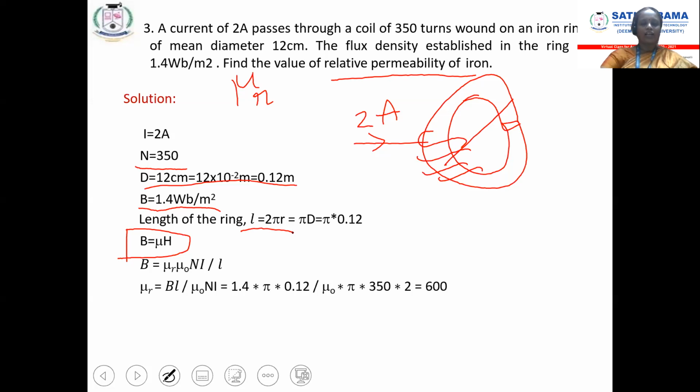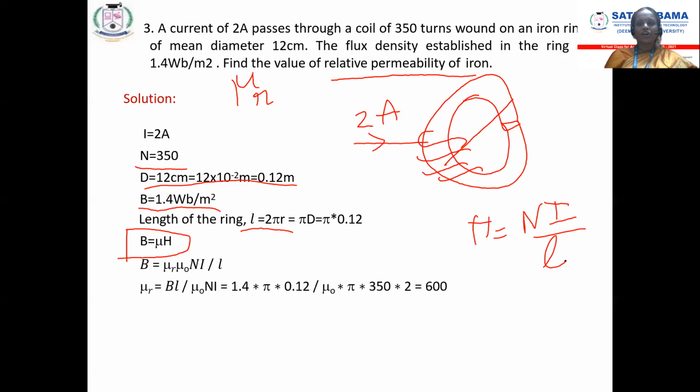So H is equal to NI by L. The only unknown term is mu r, so substitute all the values and find mu r. Check whether you are getting it or not. 600. Yeah, Shivam, you're getting it. Kindly check it.